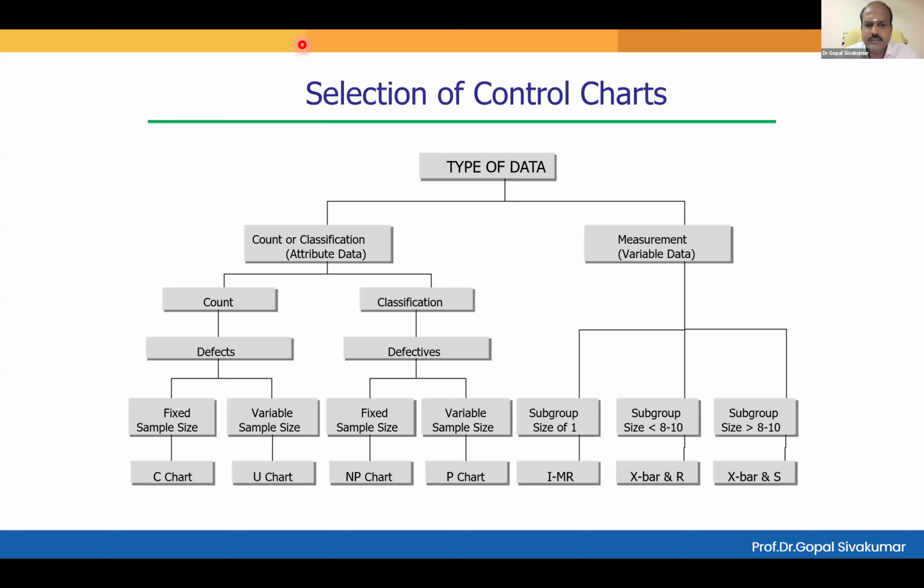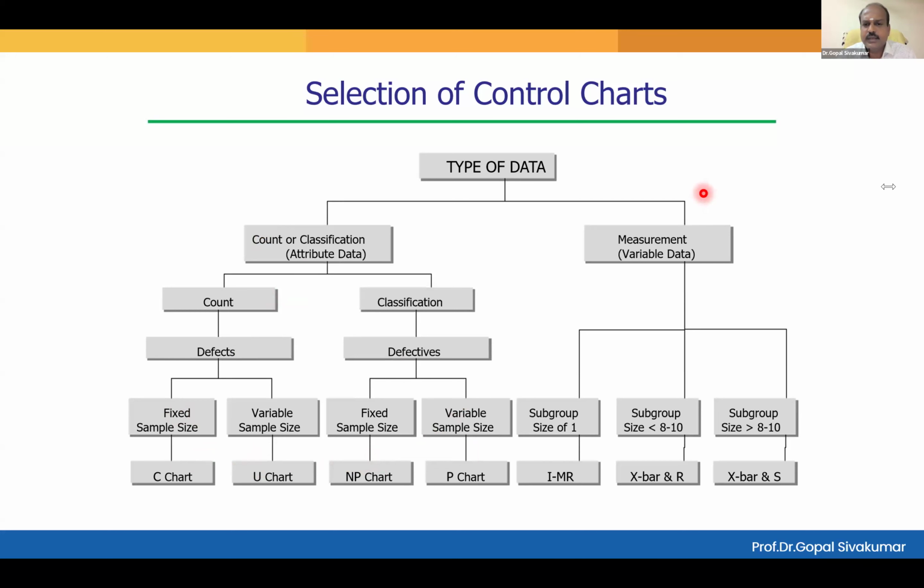And see, like the variable chart, there is also the attribute chart, right? See here, attribute chart. How many charts are there? Four: P chart, NP chart, C chart, and U chart. When to go for the attribute chart? When you are dealing with attribute data.